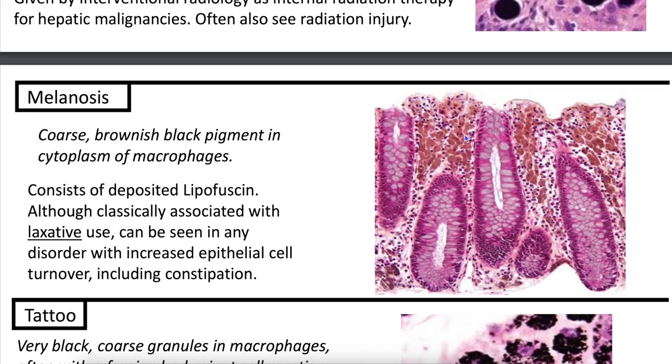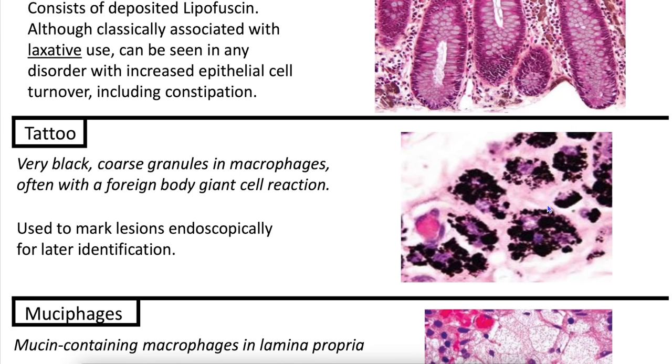Melanosis, you'll have this coarse brownish black pigment in the cytoplasm of macrophages, and it consists of deposited lipofuscin, the senior freckles of cells. And it's classically associated with laxative use, but can be seen in any disorder with increased epithelial cell turnover, including constipation.